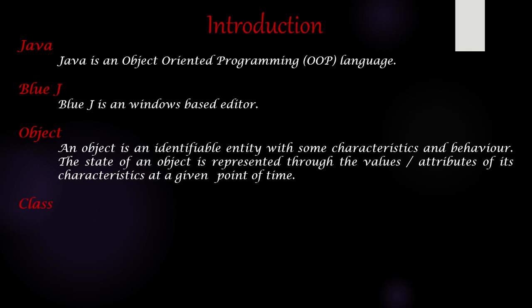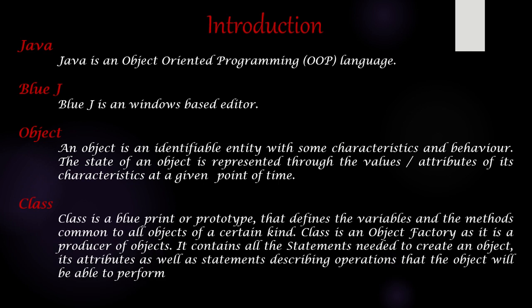Now, what is a class? A class is a blueprint or a prototype that defines the variables and methods common to all objects of a certain kind. A class is also referred to as an object factory, as it is the class from which we create objects, and it contains all the necessary information that is required to create the objects.